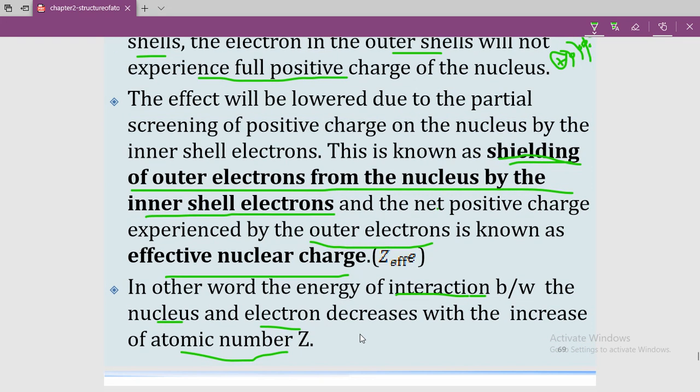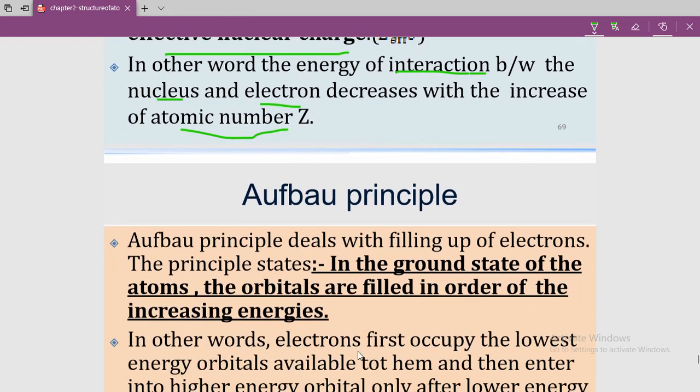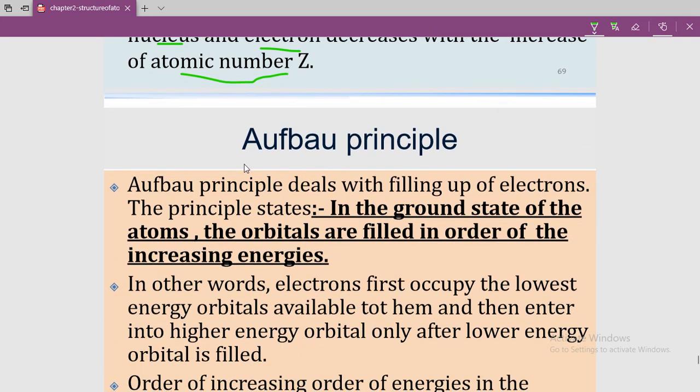Now there are some principles and rules for the filling of electrons in the electronic configuration. The first one is the Aufbau principle. It is a German word. Aufbau means the building up principle. It is known as building up.